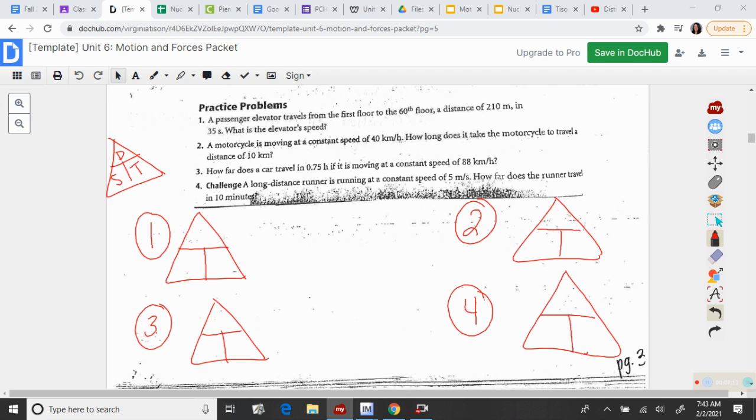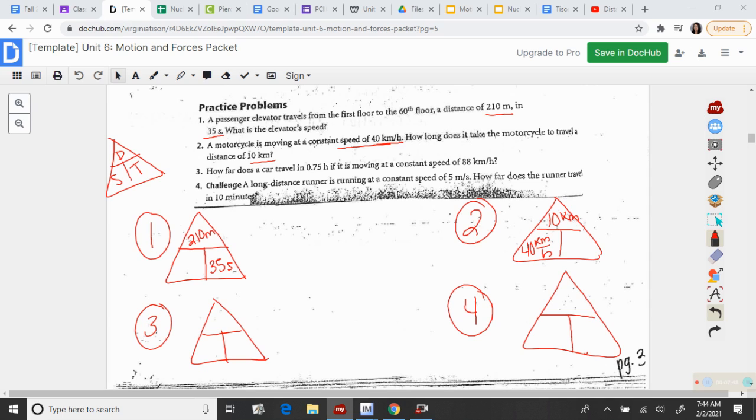All right, number 1: a passenger elevator travels from the first floor to the 60th floor, a distance of 210 meters, in 35 seconds. So distance goes on top, 210 meters, and time goes on the bottom, 35 seconds. Now I can go through and set up each one. Number 2: constant speed. This one tells me the speed is 40 kilometers per hour. That's going to go in my bottom left, 40 kilometers per hour. How long does it take to go 10 kilometers? That means the distance is 10 kilometers.